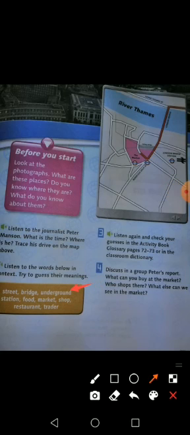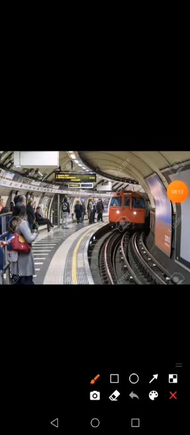Here the new word is underground station. What does underground station mean? Underground station means subway. Okay, subway. Let me show you the subway or the underground station. This is the subway. Can you see? This is underground station. Can you see?